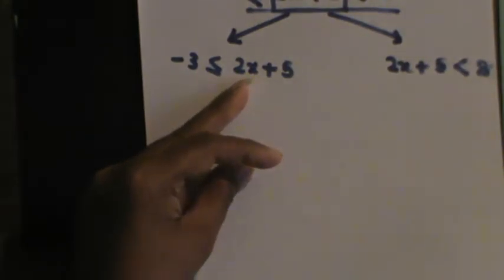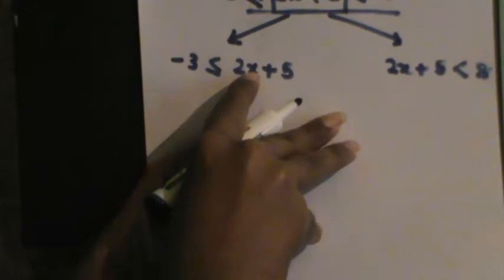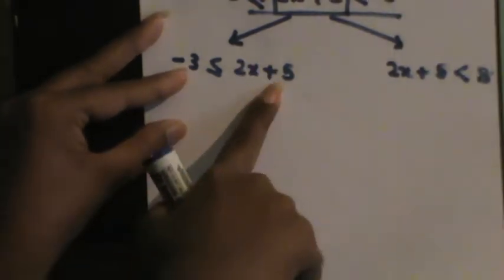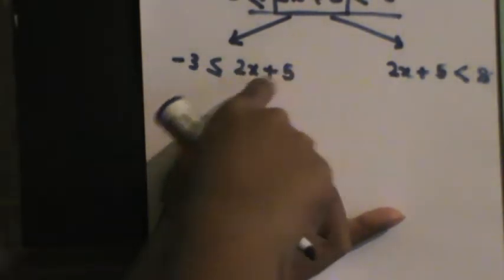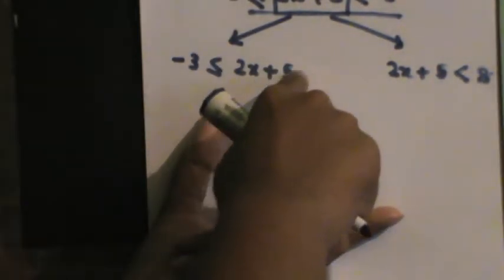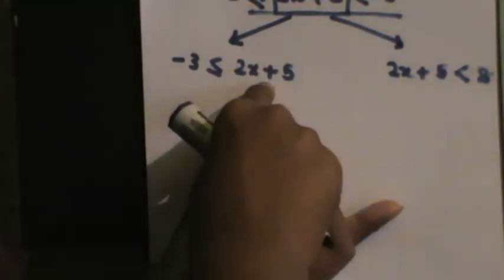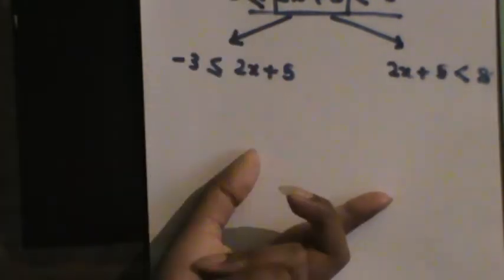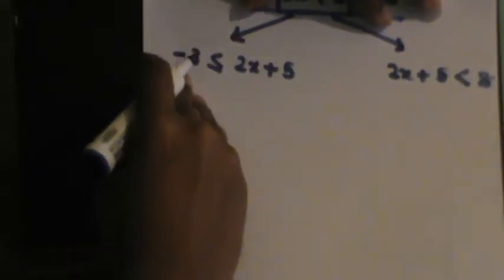First of all, I'll take the inequality on the left. Since minus 3 is less than or equal to 2x plus 5, in order to solve for x, I will isolate x. To isolate x, I need to remove this positive 5, so I have to subtract 5 from both sides. If I subtract 5 from minus 3, I get minus 3 minus 5, which is minus 8.